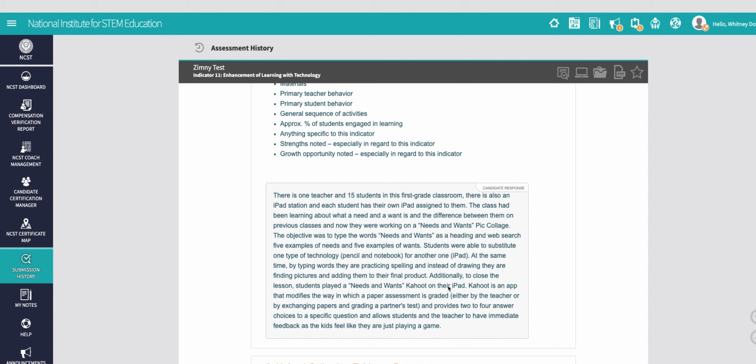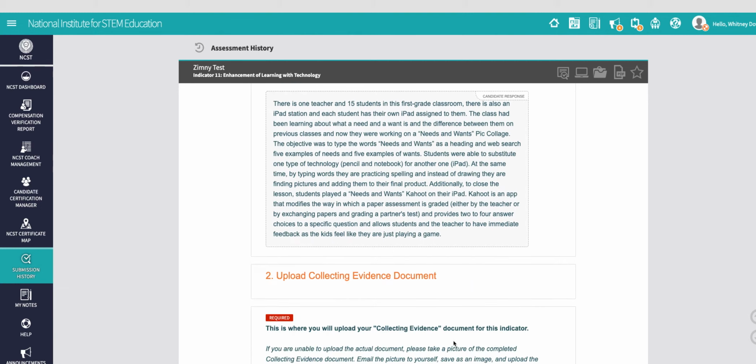Needs and wants Kahoot. Kahoot is an app that modifies the way in which paper is assessed. Oh, in which a paper assessment is graded. Provides 2 to 4 answer choices to a specific question and allows students and teachers to have immediate feedback as the kids feel like they are just playing a game.